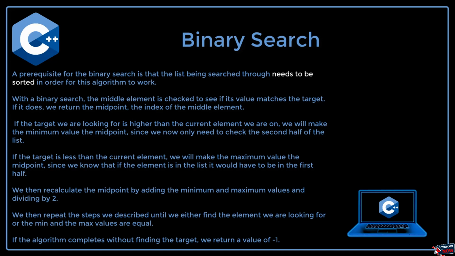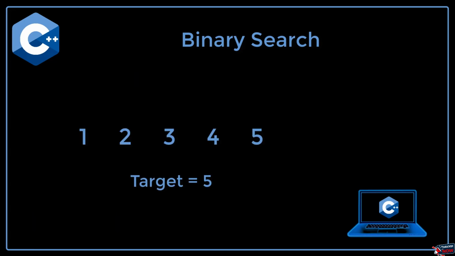I know binary search can sometimes be tricky to understand when first learning it, so let's look at an example before we jump into coding it. Let's say we have a vector of the integer values 1, 2, 3, 4, and 5. The values in the collection are sorted, so this is a great candidate for the binary search algorithm. Pretend we are looking for the number 5. We will start out at the middle element, which is 3.